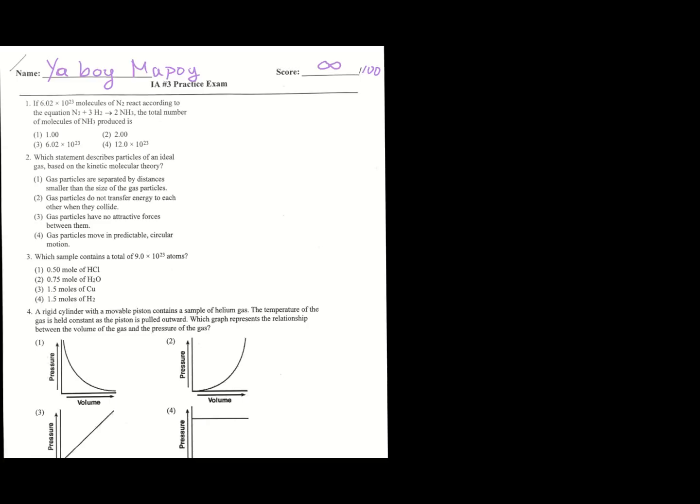So proportionally, we could think that if there's 6.02 times 10 to the 23rd molecules of N2, then there has to be double the amount. And so if we do the math, 2 times 6.02 times 10 to the 23rd will give us a value of choice 4. It's not proper scientific notation, but hey, it works for us.